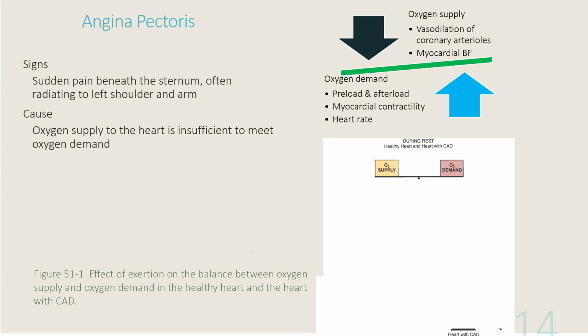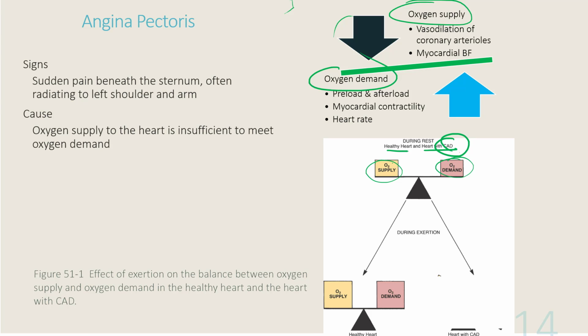Now I'm going to talk briefly about angina. Angina is chest pain, and it is due to the demand for oxygen being greater than the oxygen supply, right? So what you've got here is what happens during rest with a healthy heart and a heart with coronary artery disease. At rest, the oxygen supply and the oxygen demand are actually equal.